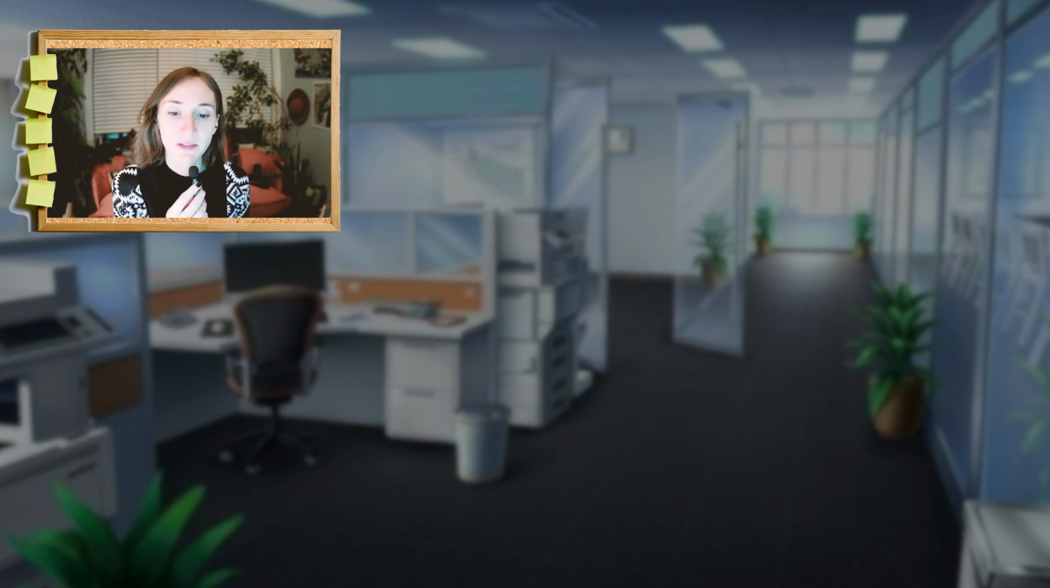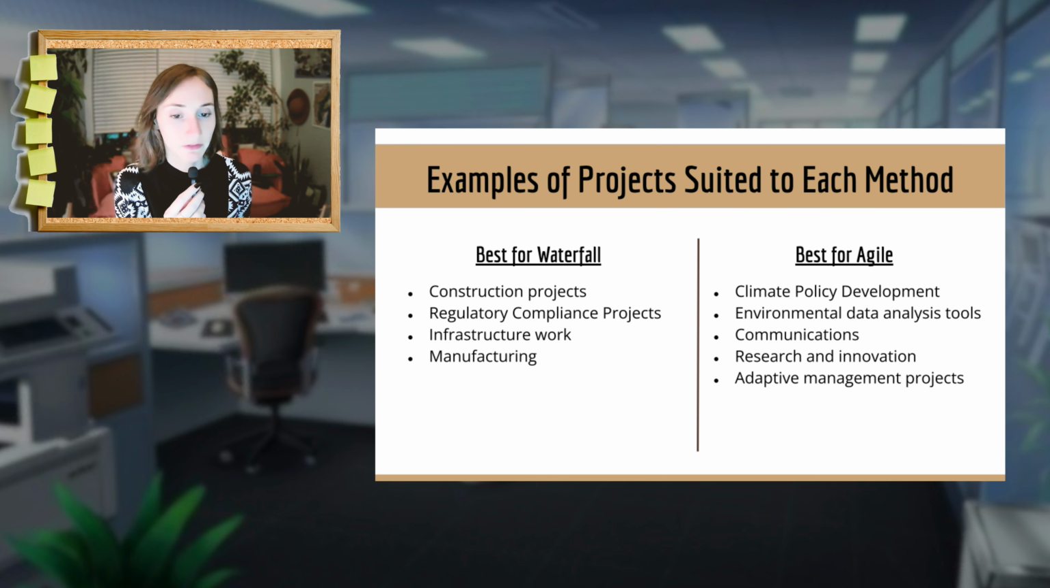The waterfall method is best suited for projects with well defined requirements and minimal expected changes. Projects that you can't iterate halfway through, like, for example, construction projects, where specifications must be exact and changes mid construction are extremely costly. Regulatory compliance projects is another example where implementing new environmental reporting systems have legally fixed requirements. Infrastructure projects, such as installing solar panel arrays, engineering specification, permits, and supply chains need to be known before planning can start.